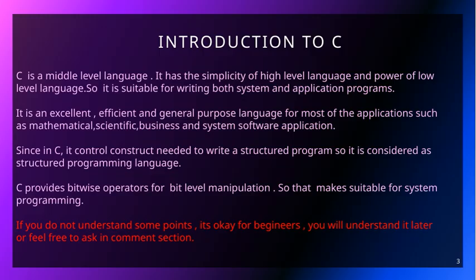Another key point is that C includes control constructs, which are essential for writing structured programs. This structure helps us organize code better and makes programs more reliable and easier to maintain. That's why C is considered a structured programming language. C also provides bitwise operators, which allow us to manipulate data at the bit level. This feature is especially useful in system programming, where direct hardware control and efficiency are critical.